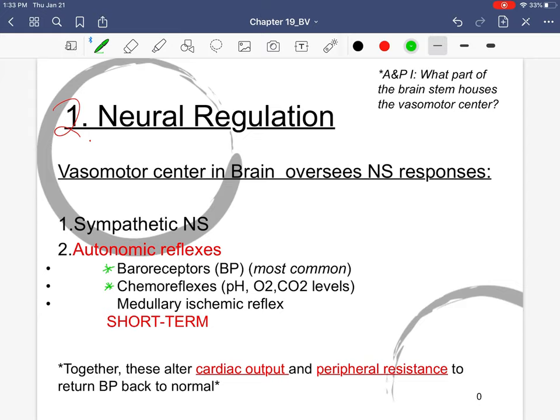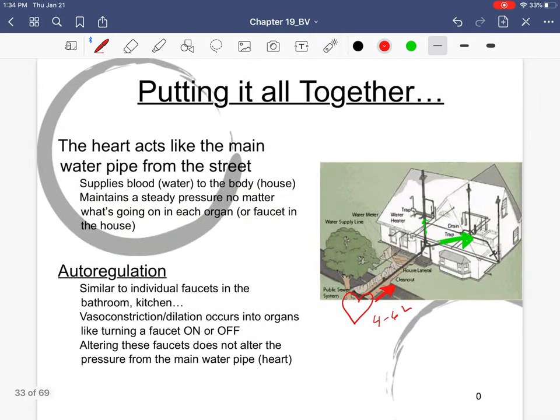If temperature is too high, the body does something to bring temperature down. If you don't have enough oxygen to an area, then the body does something to bring the oxygen levels back up to that area. So it's negative feedback. These examples just happen to be examples of negative feedback that alter cardiac output and peripheral resistance. Now, here, we're going to be focusing more on blood pressure.